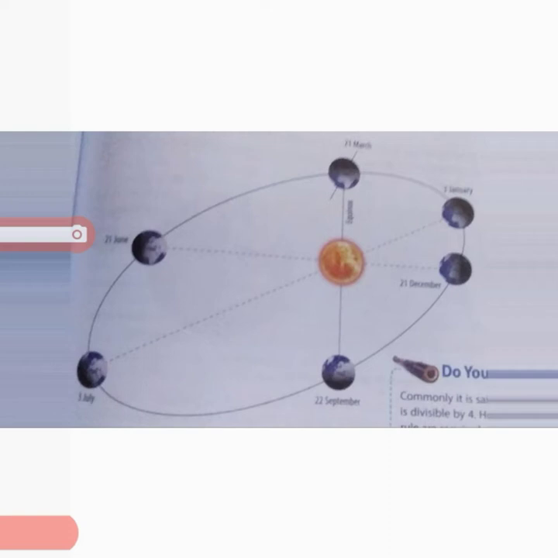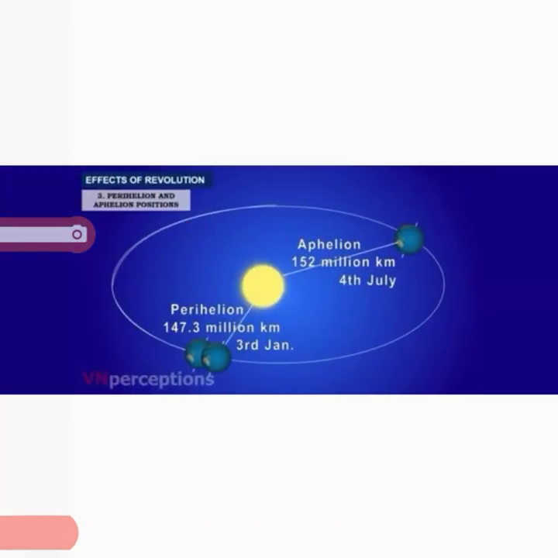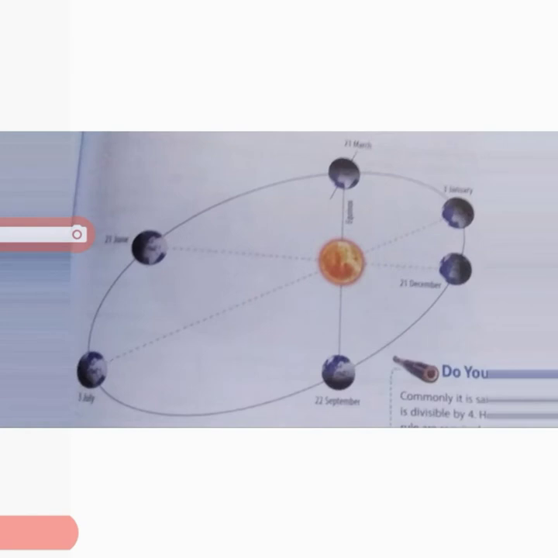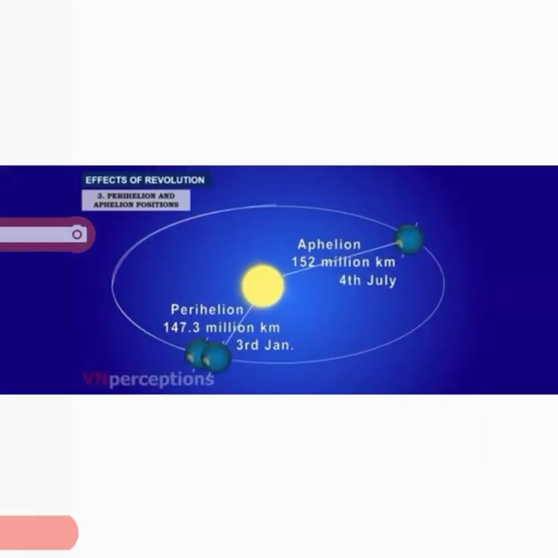Also we can see where our Earth is on 4th July. Now different months, isn't it, children? In different months it is written that our Earth's position is different. On 4th July, the Earth comes farthest from the Sun, and on 3rd January, our Earth comes very close to the Sun. Correct now, children?